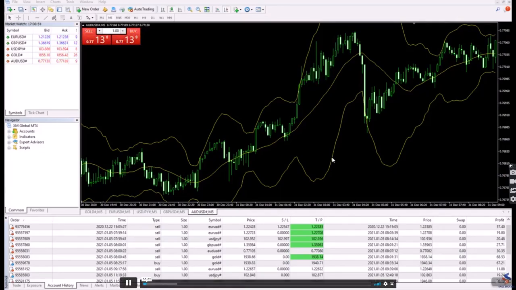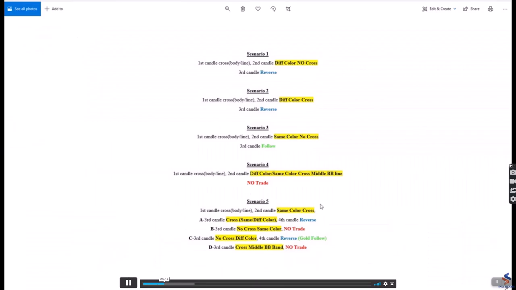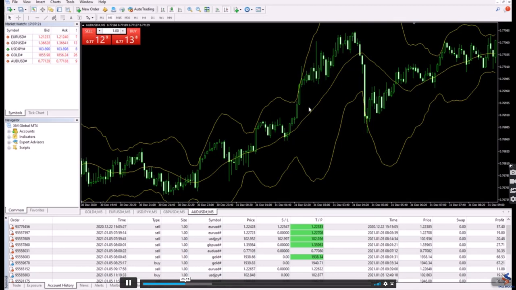Scenario 5, part B. For this one, it's a little bit special because if this happens, you don't trade. There is no trade for this. Okay, so let's come across to scenario 5, part B. First candle, second candle is the same color, both cross. 3rd candle is the same color also, but it does not cross. Don't touch, okay, because there is no consistency to this pattern itself.